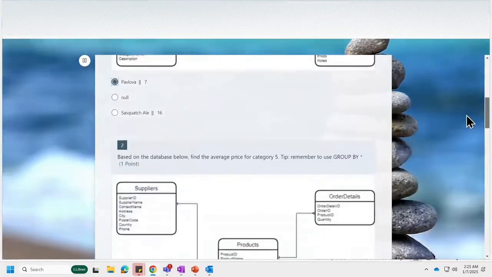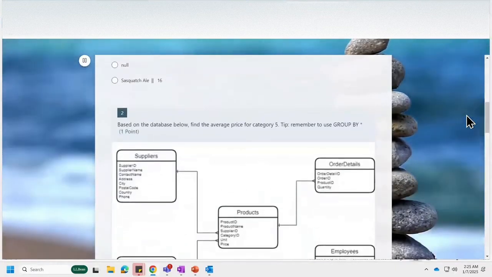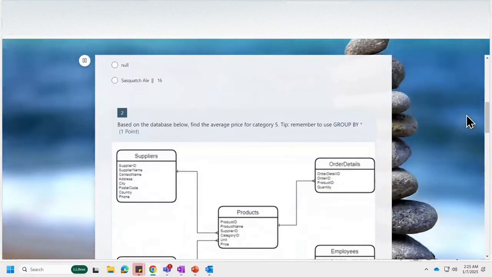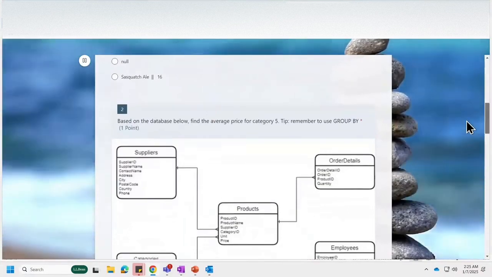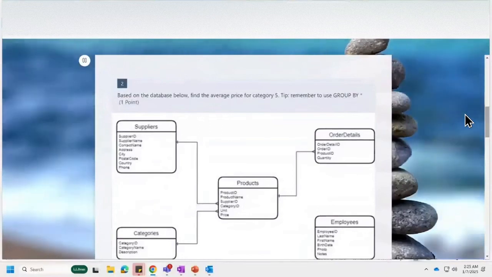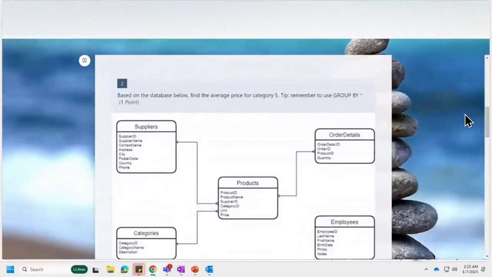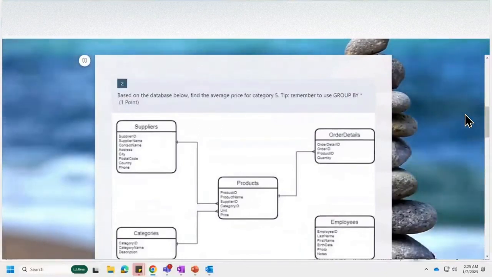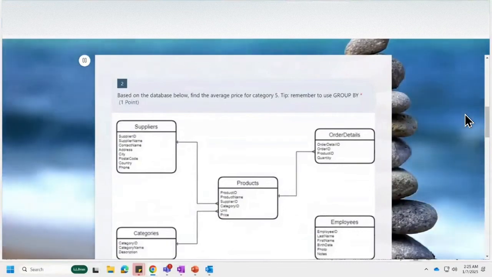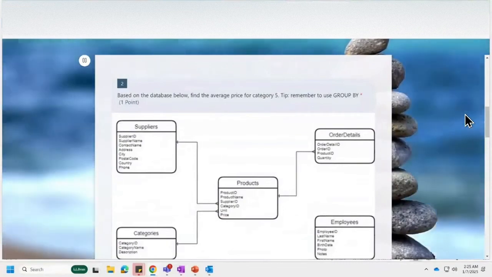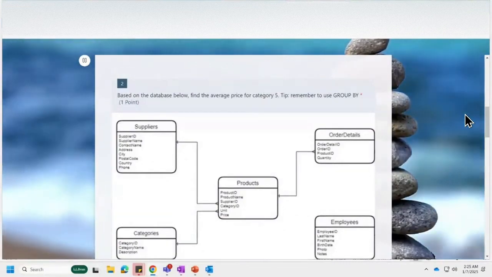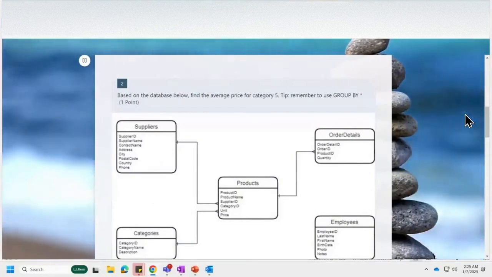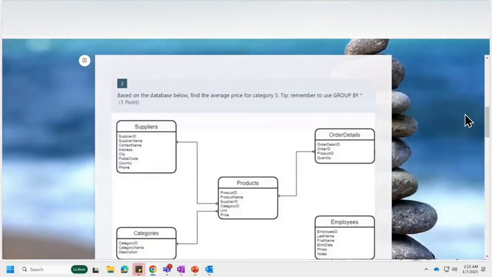Based on the database below, find the average price for category 5. Remember to use group by. Sorry, Rafi. The second question is based on the database. Please find the average price for category 5. Remember to group by average price for category 5.